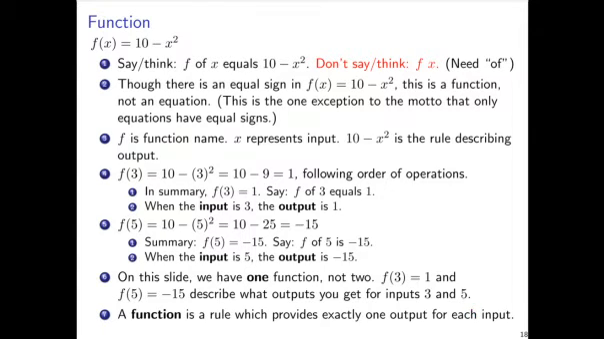A function, just to remind you, is a rule which provides exactly one output for each input. Right? So when the input was 5, what was the output we got? Negative 15. That's the only output. We didn't get more than one output. Just like over here, the output was 1. We didn't get any other output. 1 is the only output you get when we're thinking about input 3.